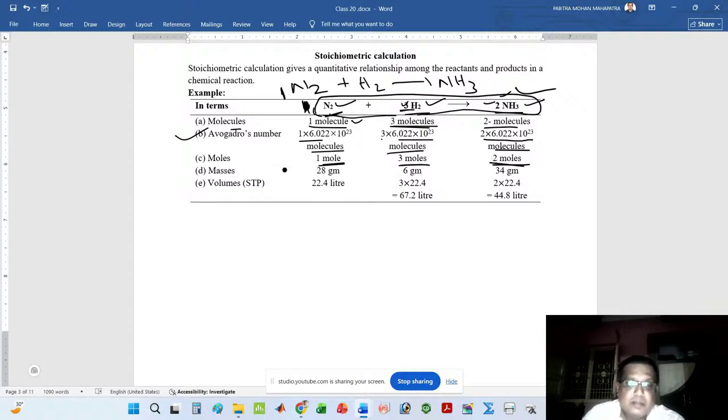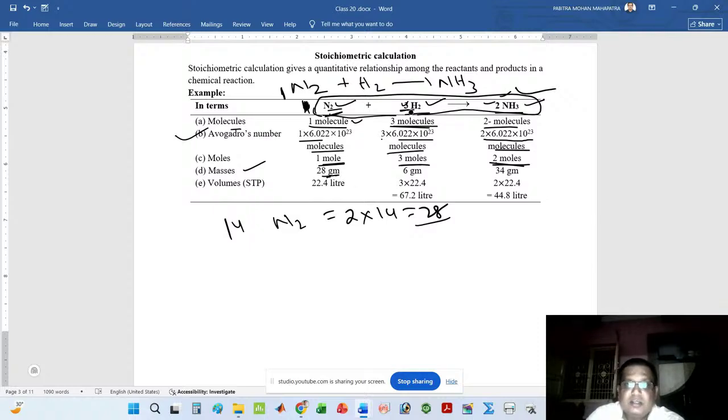If you want to explain the equation in terms of mass, what will I write here? Since one nitrogen molecule is used, here I can put the molecular mass of nitrogen. Nitrogen has atomic mass 14. The molecular mass of nitrogen means 2 into 14, that is 28. So if I want to express the equation in terms of gram molecular masses, here I can write 28 gram of nitrogen.